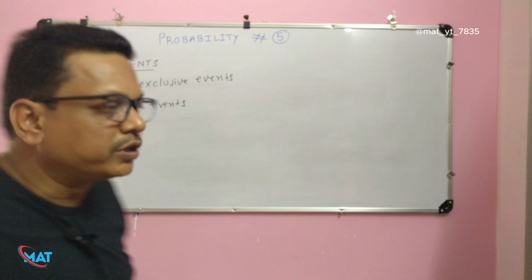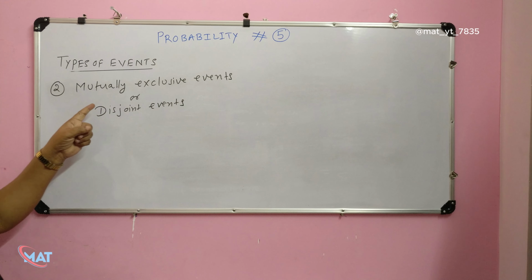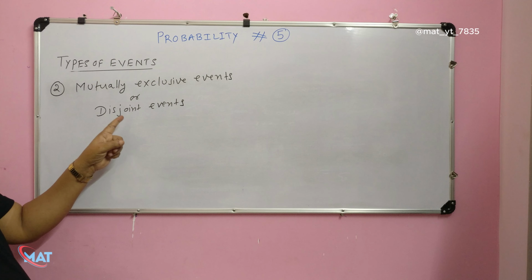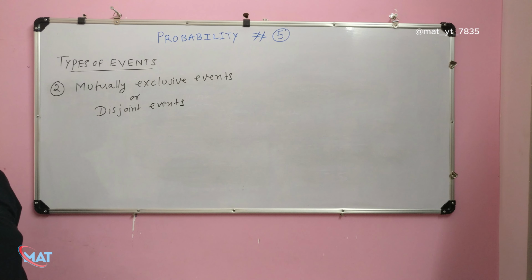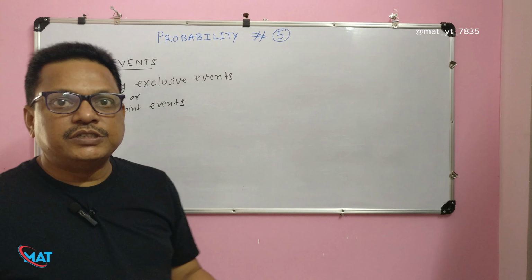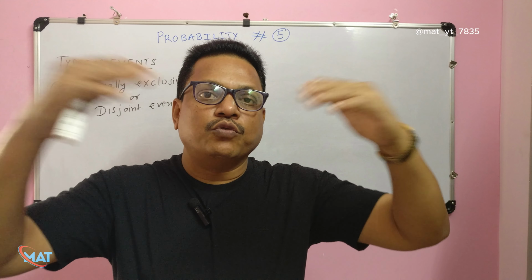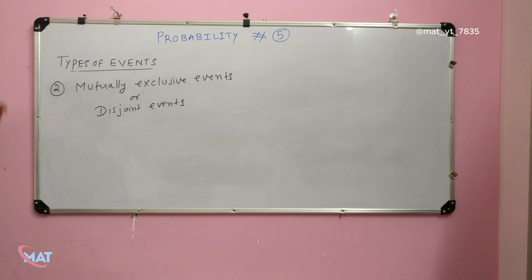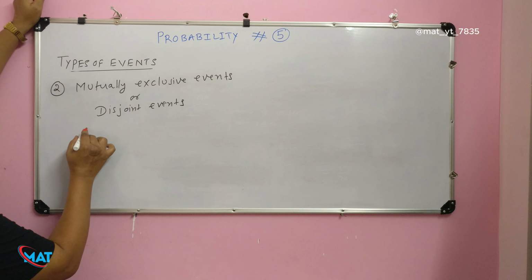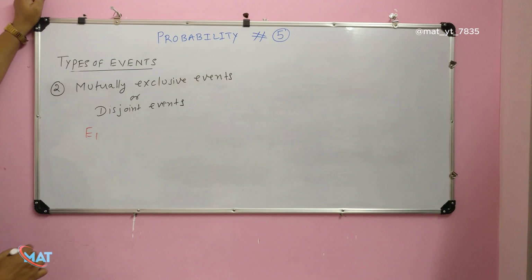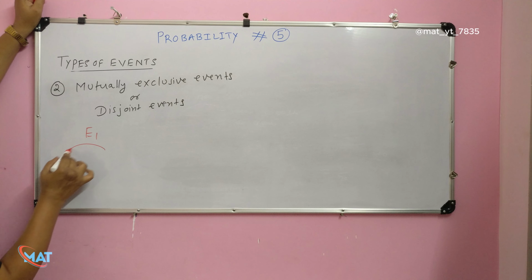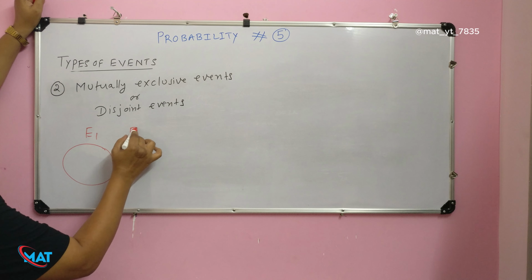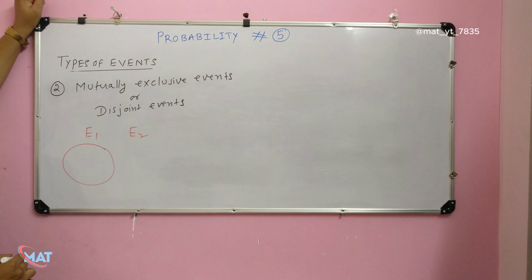Let us see one more type. Mutually exclusive events, which are also called disjoint events. Disjoint means there is no question of overlapping. So in terms of Venn diagrams, for example, if I draw E1 as one type of event with a circle, and E2 as one more type of event.